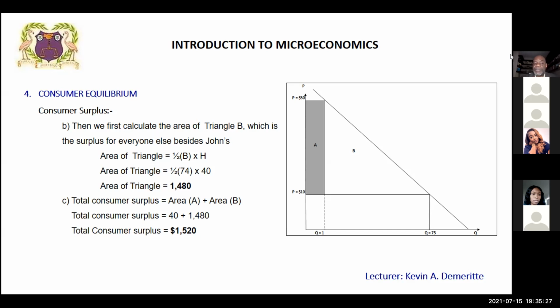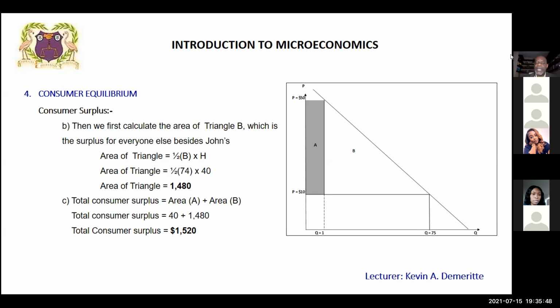So our total consumer surplus, John plus everyone else, is John's 40 plus everyone else's 1,480, which gives us a total consumer surplus of 1,520. All right. I certainly encourage you to double check my math.